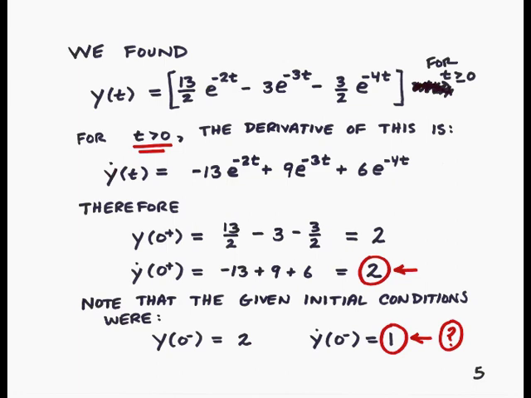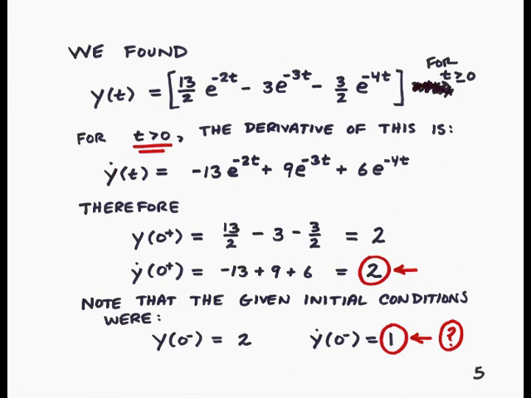So, our result was y of t is 13 halves e to the minus 2t minus 3 e to the minus 3t minus 3 halves e to the minus 4t, all times u of t. And u of t was 1 for t greater than or equal to 0, so I can say that y of t is 13 halves e to the minus 2t minus 3 e to the minus 3t minus 3 halves e to the minus 4t for t greater than or equal to 0. And I've dropped the u of t here because I've specified the time limit as t greater than or equal to 0. The u of t would be superfluous.